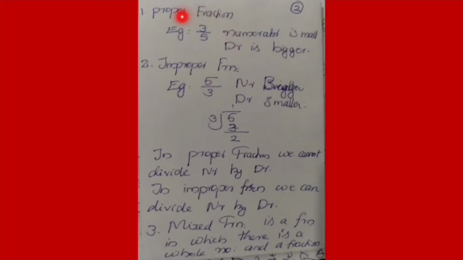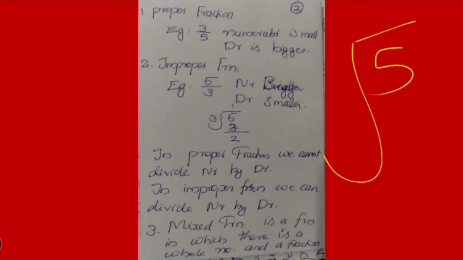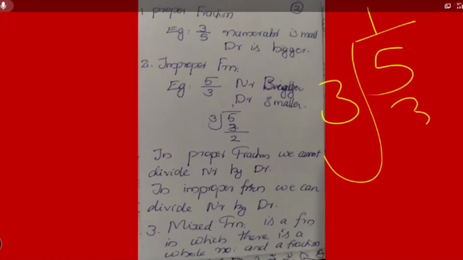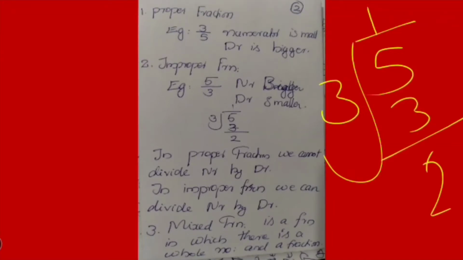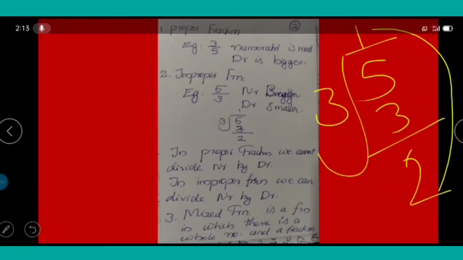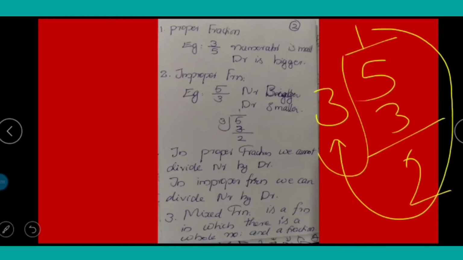Improper fractions are just the opposite of proper fractions. See here, example 5 by 3. Now here the numerator is a bigger number, and the denominator is a smaller number as compared to the numerator. So, in this case, you can divide 5 by 3. What will you get if you divide 5 by 3? 1 into 3 is 3. Remainder is 2. So, when you write, you start with 1, then 2 by 3. This is the answer you are getting.